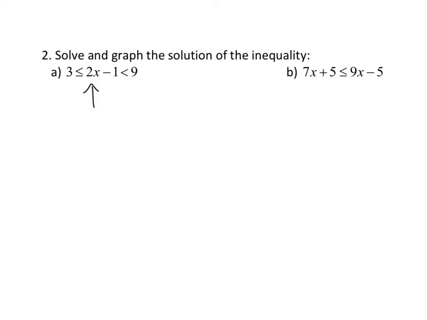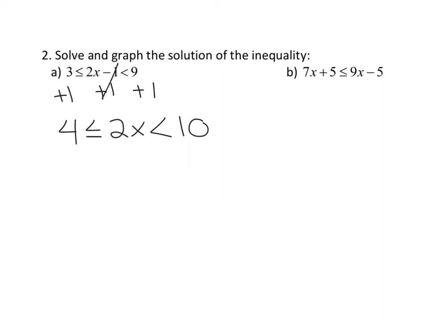So let me just erase this arrow so I can work over here. That minus 1 is the last thing that happened in my order of operations, so it's the first thing to get rid of. If I want to do this plus 1, I have to do it to every single part of the inequality. So I have to do a plus 1 over here and a plus 1 over here. What I'm left with is 4 is less than or equal to 2x is less than or equal to 10. See how that worked? 3 plus 1 is 4. 2x minus 1 plus 1, these go away, so I'm left with just 2x. And then 9 plus 1 is 10.